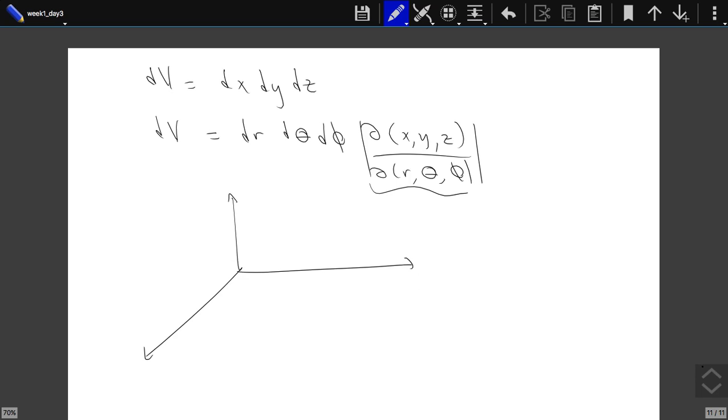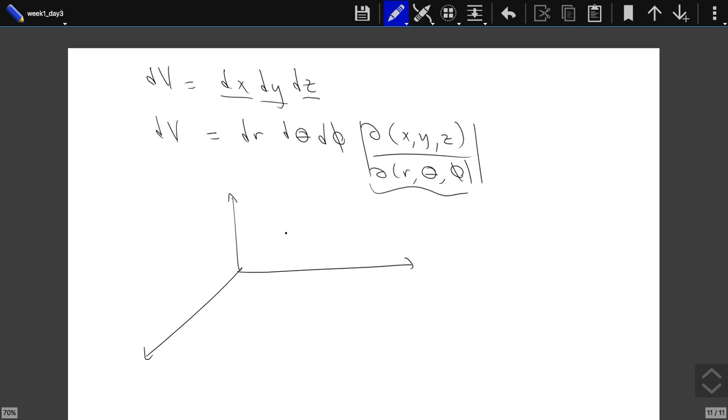Let's try to calculate this volume element. You see, when we are talking about dV, what we are actually doing is you start from a point, change the x coordinate by dx, change the y coordinate by dy, change the z coordinate by dz. It gives you a small cube. And the volume of that cube is what we call dV. You just change your coordinates by very small amounts and calculate the volume of the cube that you obtain. We can do the same thing in spherical coordinates.